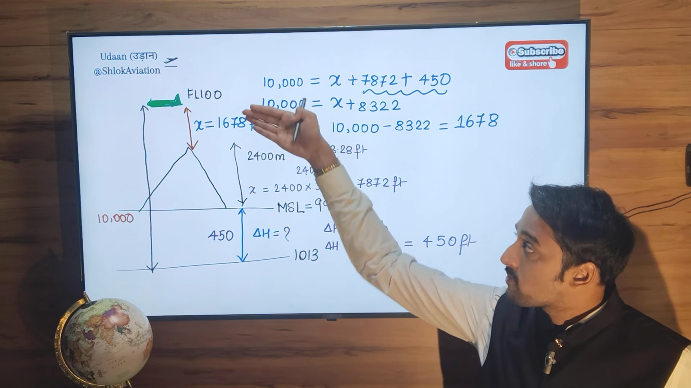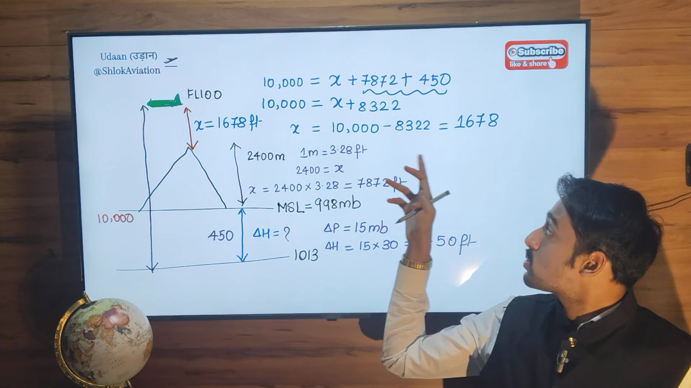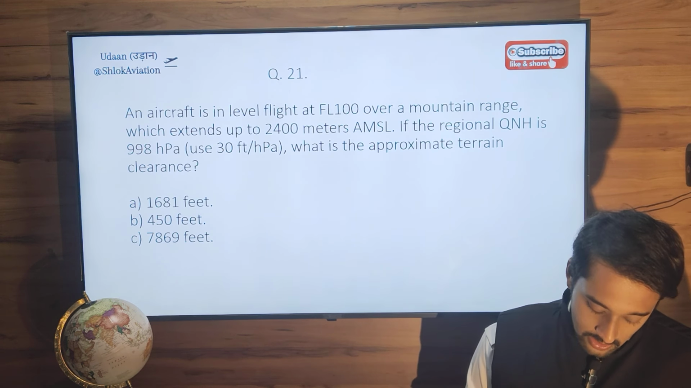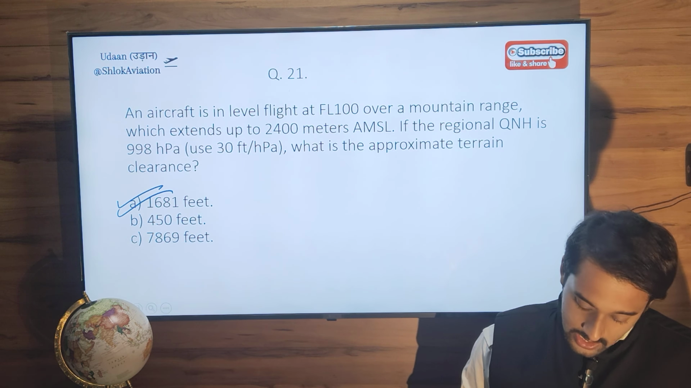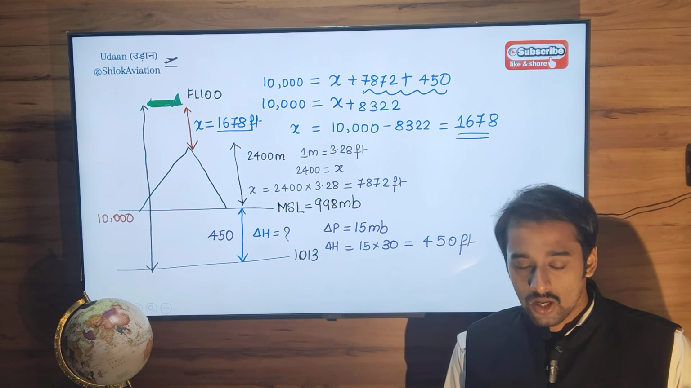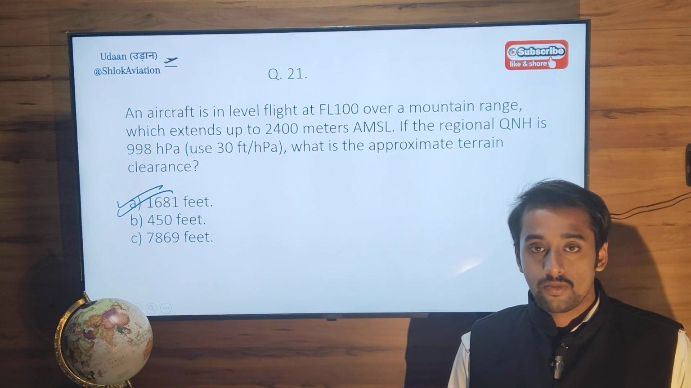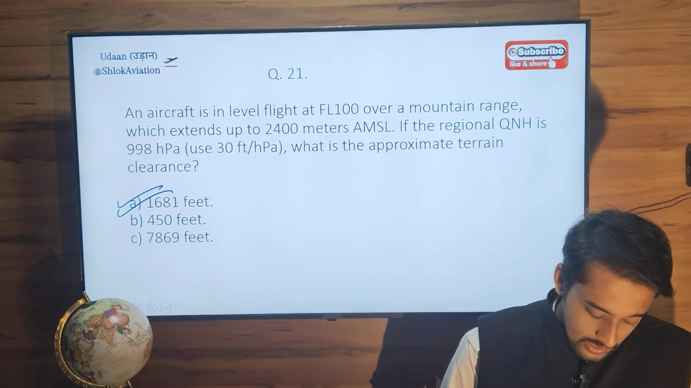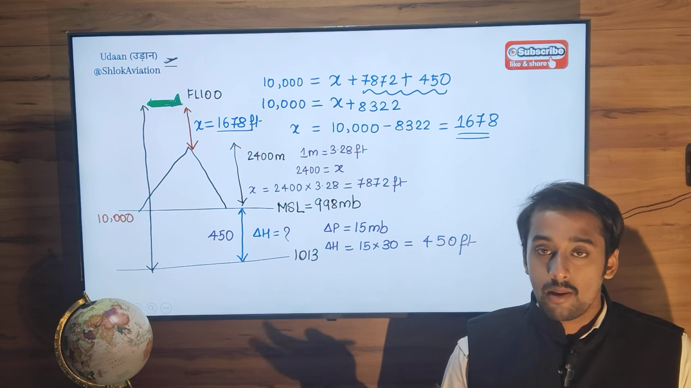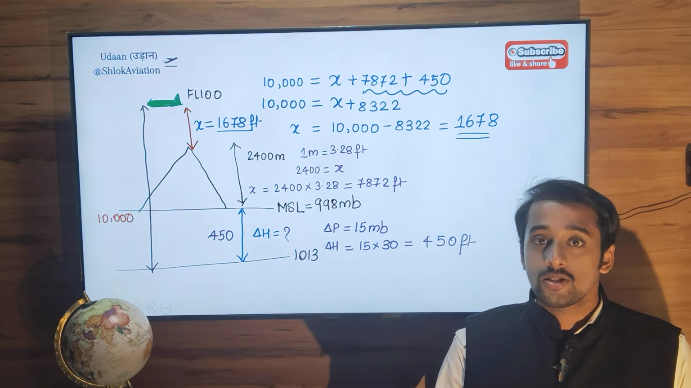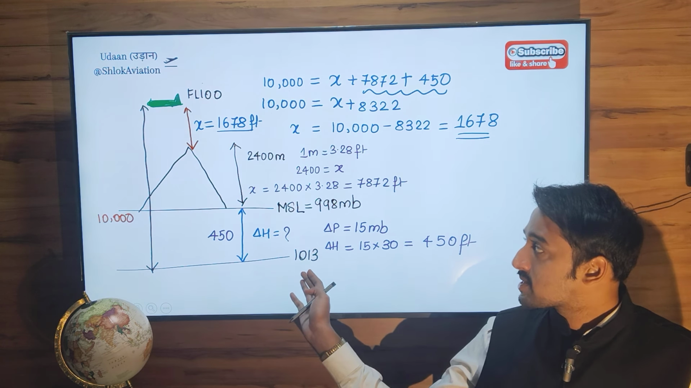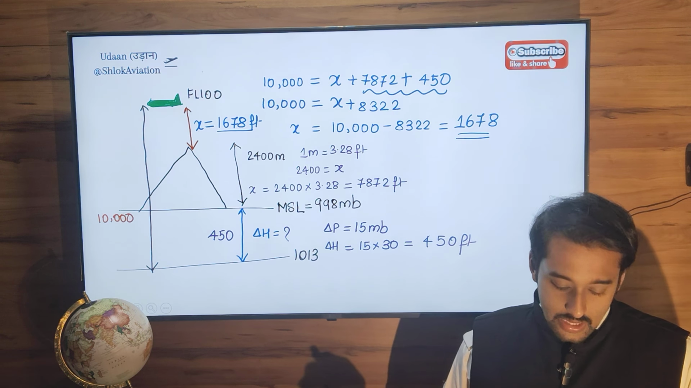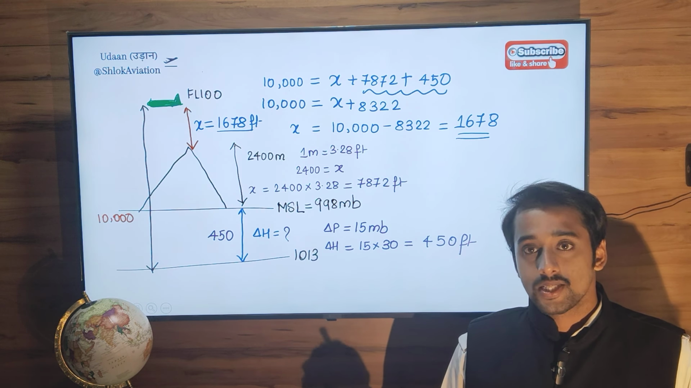So the height difference between your aircraft and the mountain is 1678 feet. The correct option will be option A, 1681 or 1678. The closest option is option A. So you have to remember these points very well. This is how you solve the sum. Draw the mountain, label it. Once you have done that part, 50% of the job is done. Stick to the basics, stick to the formulae. That's it. So you get this answer. This is how you do this sum.